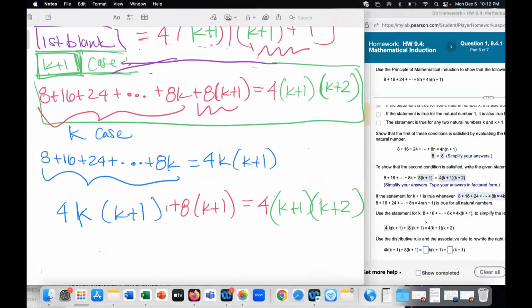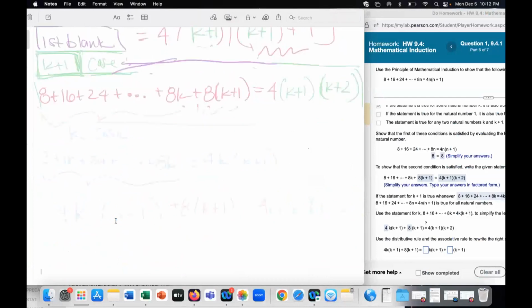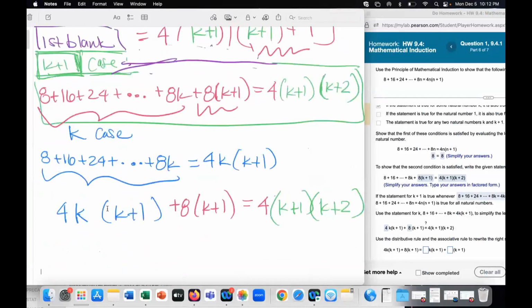Okay, so looking at what I have, what I see right away is that I have a K plus 1. Do we see this? I have a K plus 1 here, I have a K plus 1 here. Actually, I'm going to change this to a different color just so it's really clear what I'm doing. So K plus 1, K plus 1, K plus 1. Do you see how all those match up? So I'm going to try and use that.